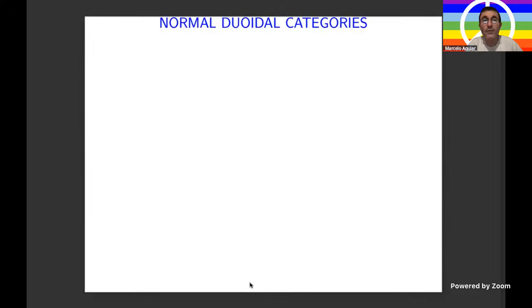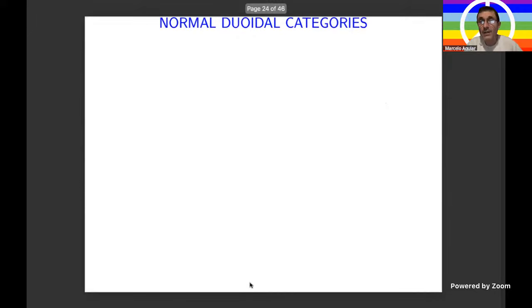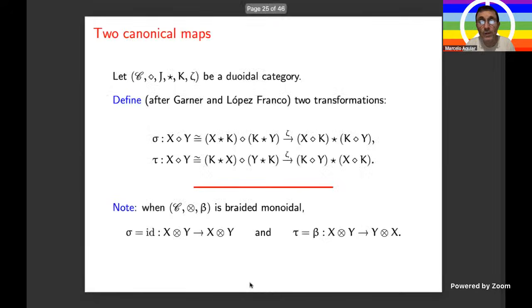Normal duoidal categories. So we're going to introduce a class of duoidal categories that sits between braided monoidal categories and the general duoidal categories. These are the normal duoidal categories. And this definition comes from work of Richard Garner and Ignacio López-Franco.